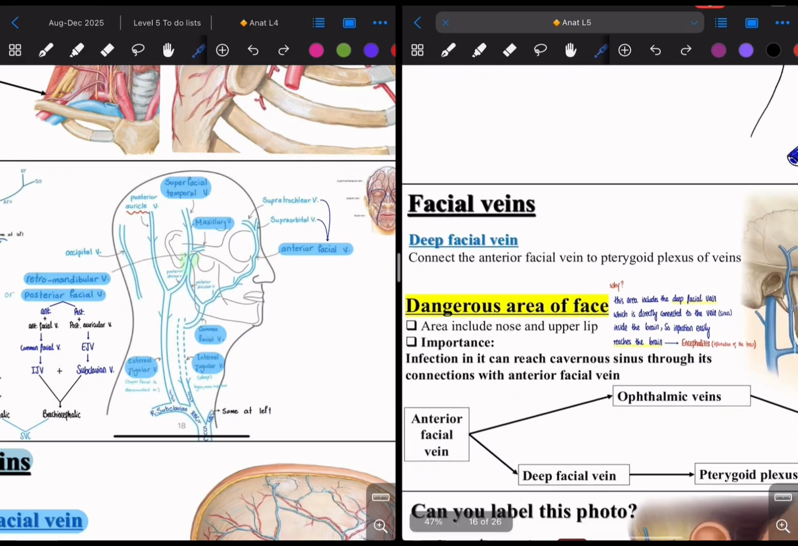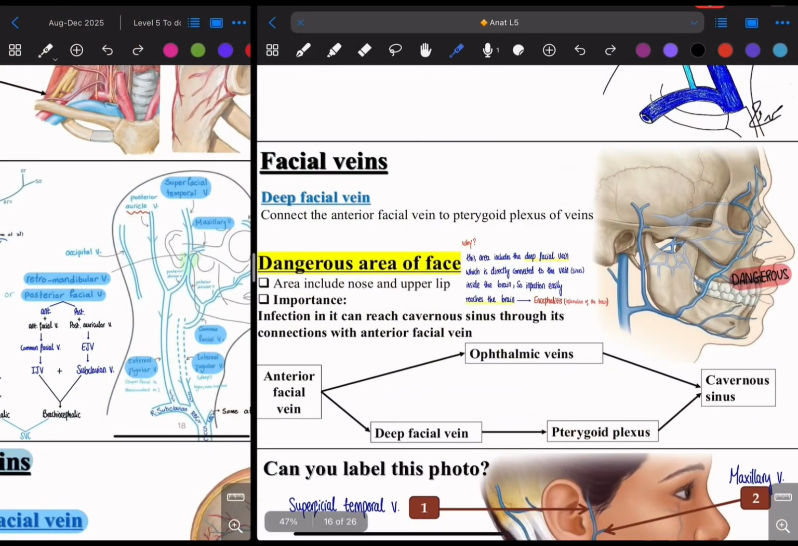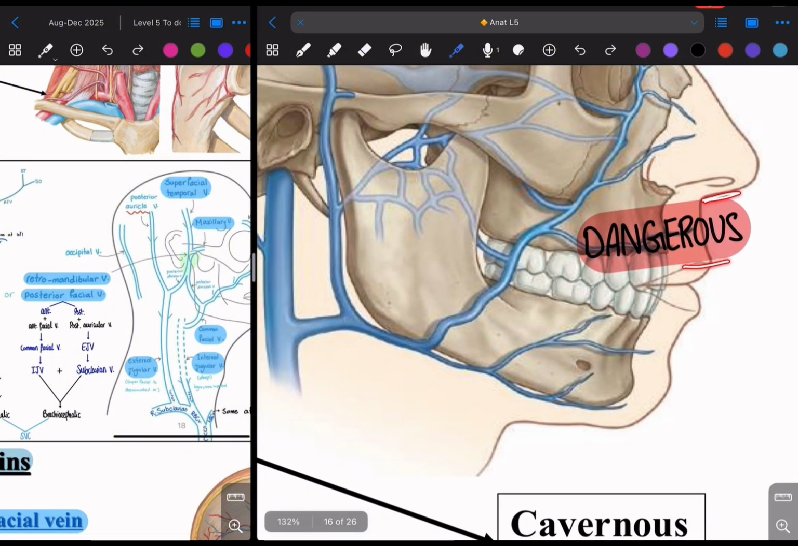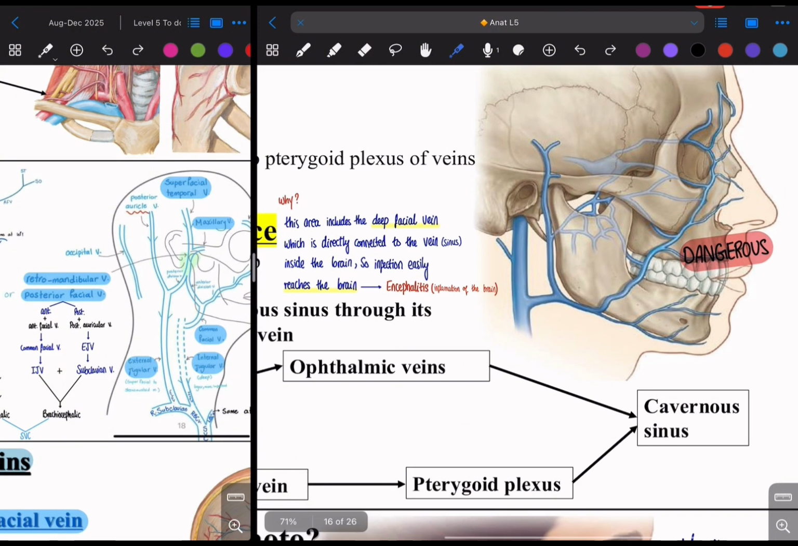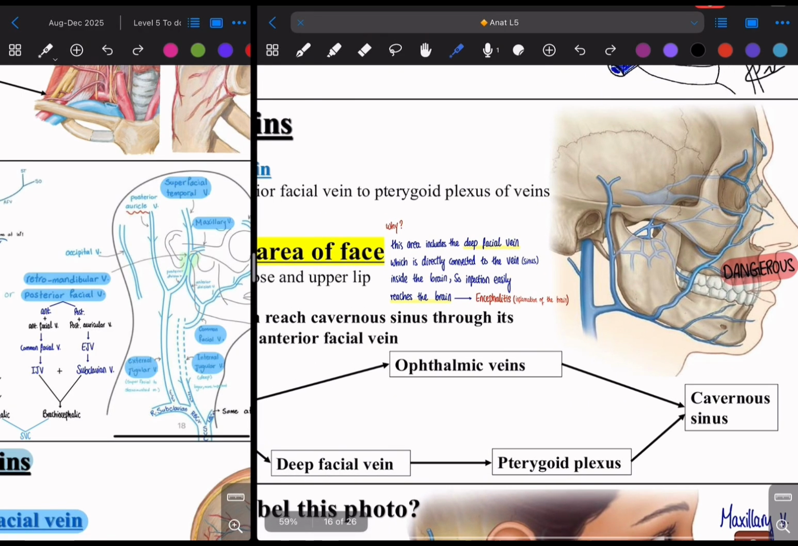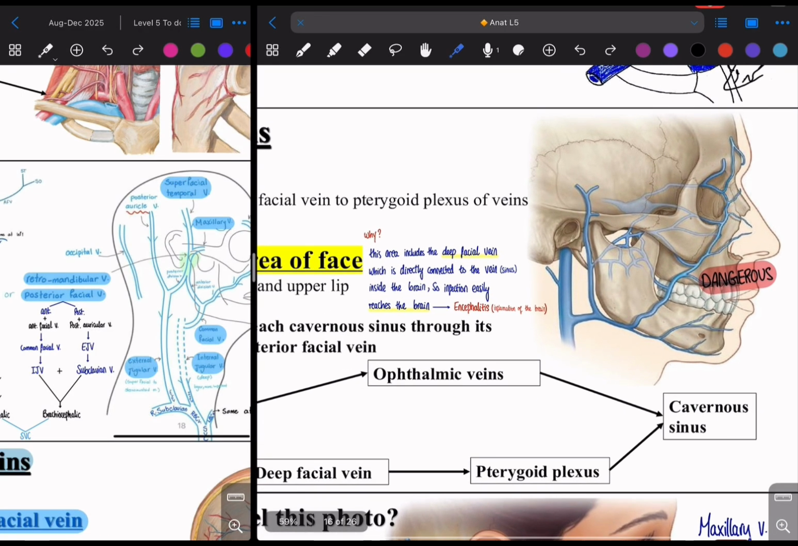Okay. Then here we have something new, which is the dangerous area of the face. Where is it? The dangerous area is between the nose and the upper lip. So this area is known as the dangerous area of the face. Why is it named that? Because this area includes the deep facial vein. So what's the problem if it has the deep facial vein? The deep facial vein is directly connected to the veins or the sinuses inside the brain. So if any infection occurs in this area, it can easily reach the brain through the deep facial vein. So that's why it's a very dangerous area, because in case of any infection that reaches the brain, it's gonna cause inflammation.